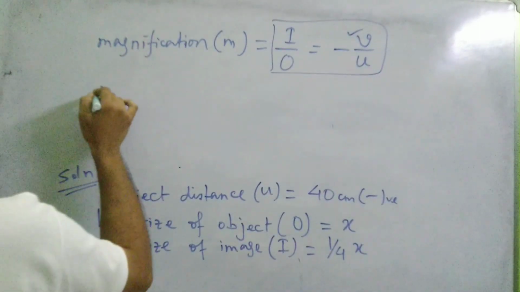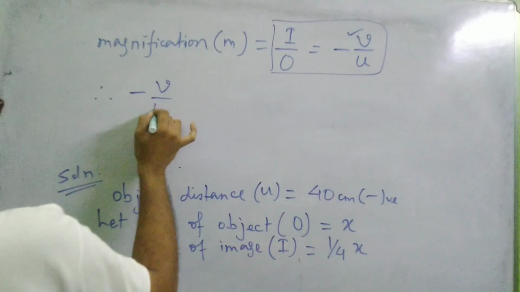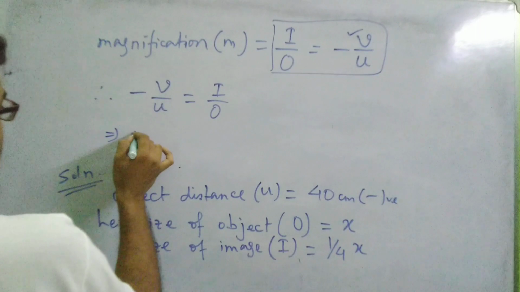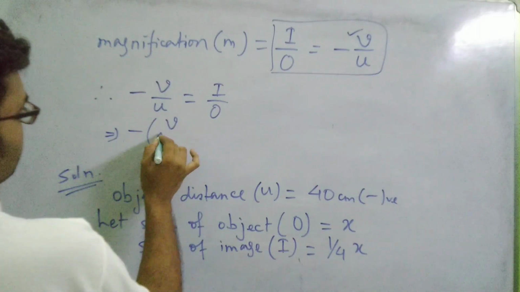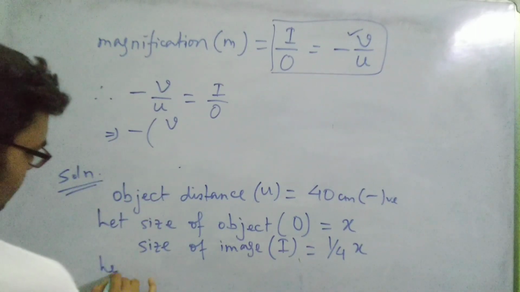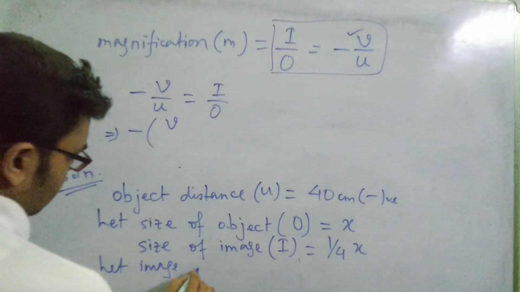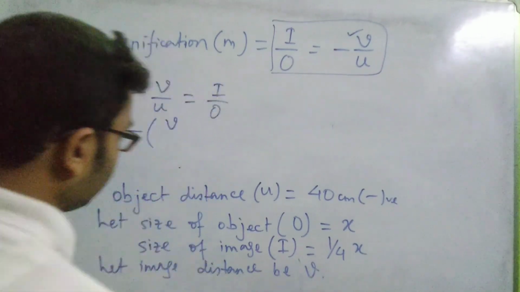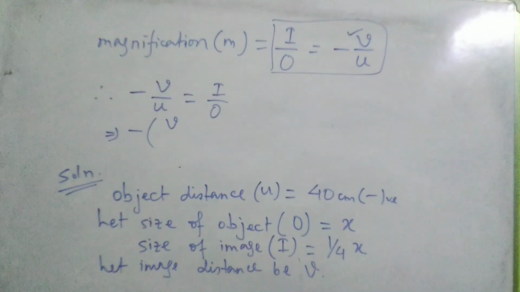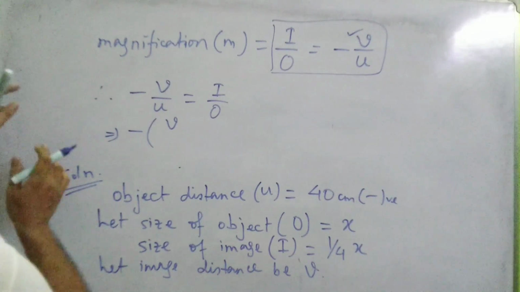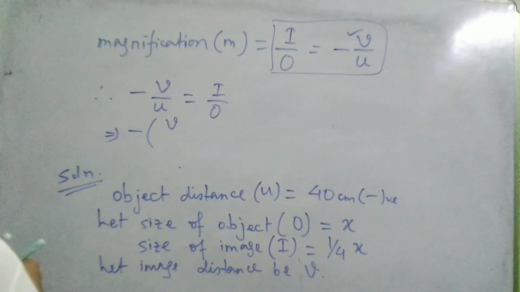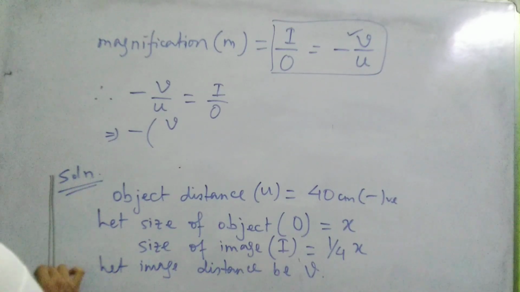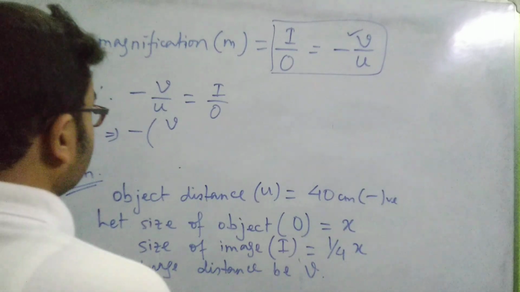So therefore we can write, minus V by U is equal to I by O. Now let the image distance be V. Okay, so we are just continuing the solution from this to there. So this is the first part, let's mark it out, otherwise it will be confusion. Then after this, from here we are continuing to this part. So minus V by U.